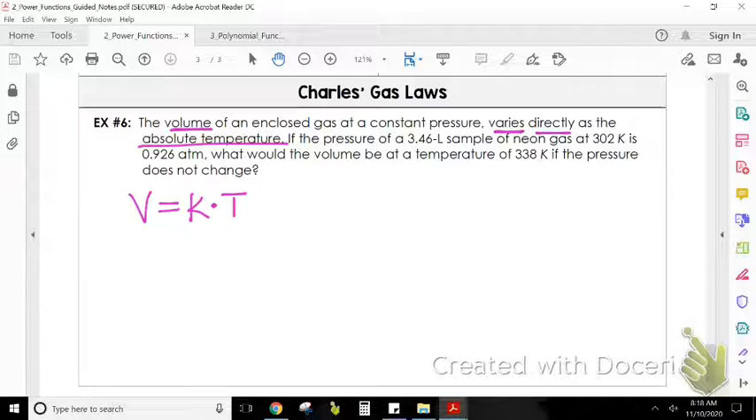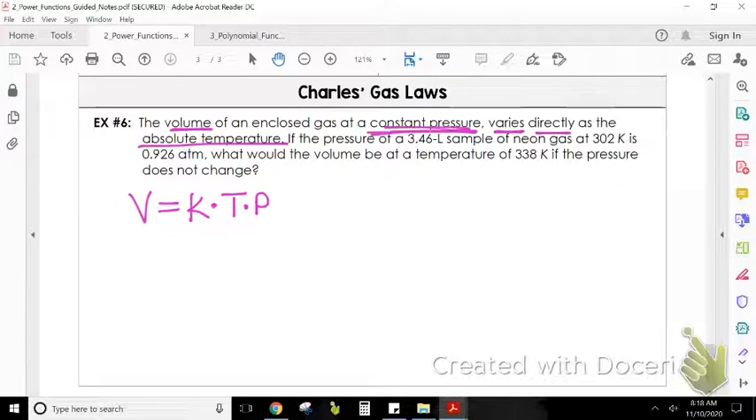Now, we also have this pressure. It's a constant pressure, so they don't mention it in the other part, but because it is constant, we're also going to multiply by it. All right, so this is the first sentence. We've set it up. We've got all of our variables. Then the next sentence is going to give me everything but k.